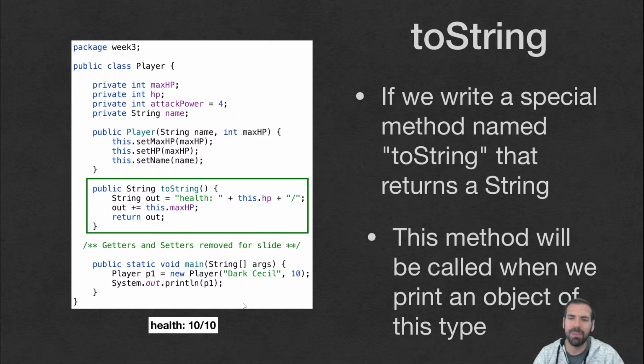So if you want better behavior when you print your objects to the screen, which can be helpful for debugging purposes, when you print, you don't want just that garbage from the previous slide. You want something more meaningful to your objects, and we can do that with a toString method.